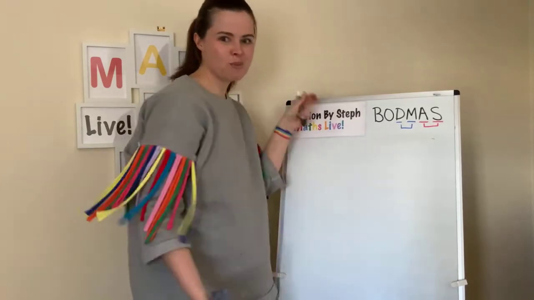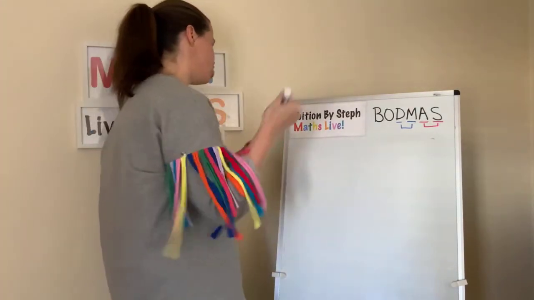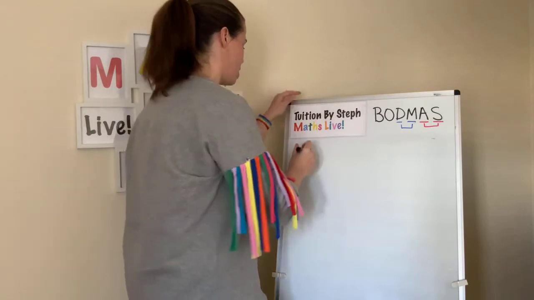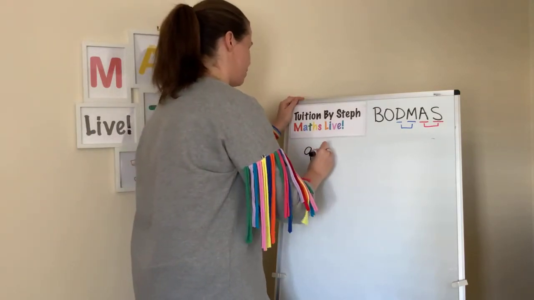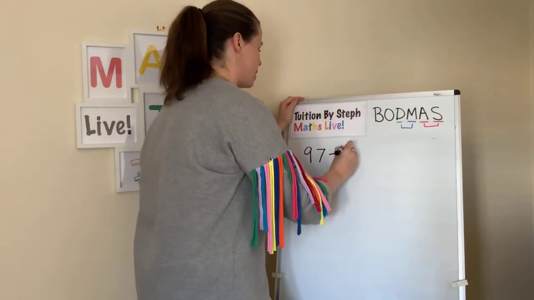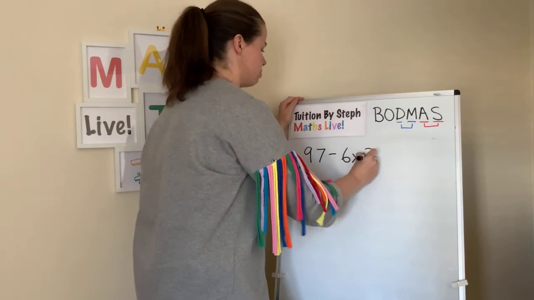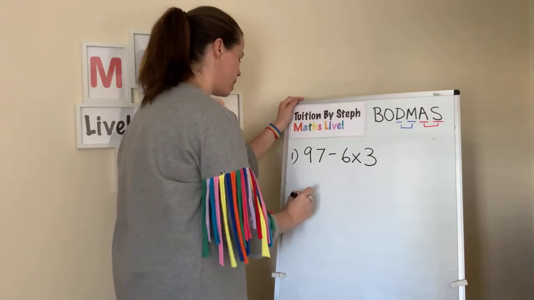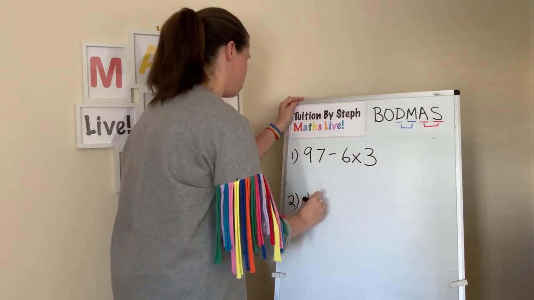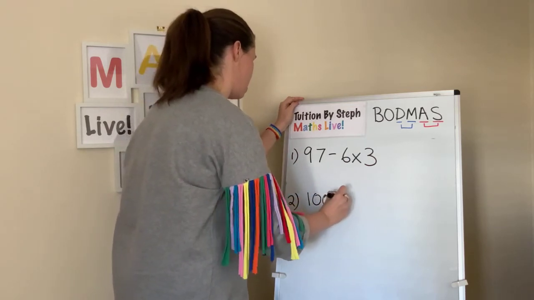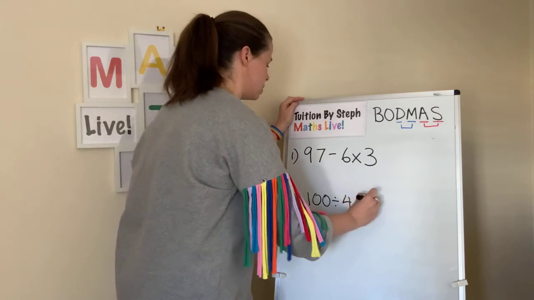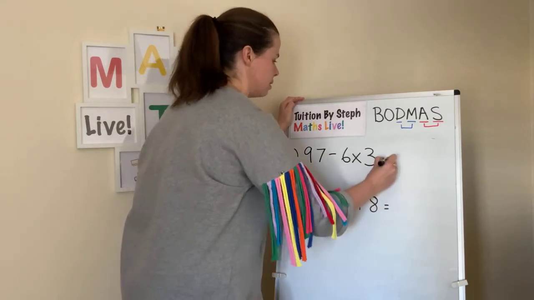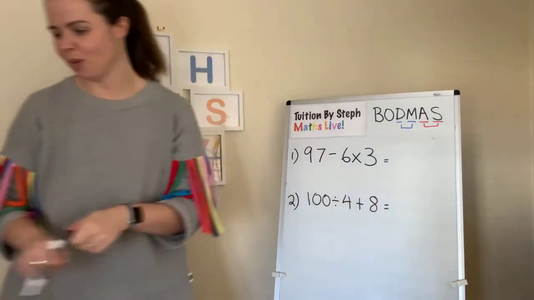Okay, so let's try some more, shall we? Let's do 97 take away 6 times 3. That's your first question. And question 2, I'm going to give you 100 divided by 4 plus 8. Give that a go.